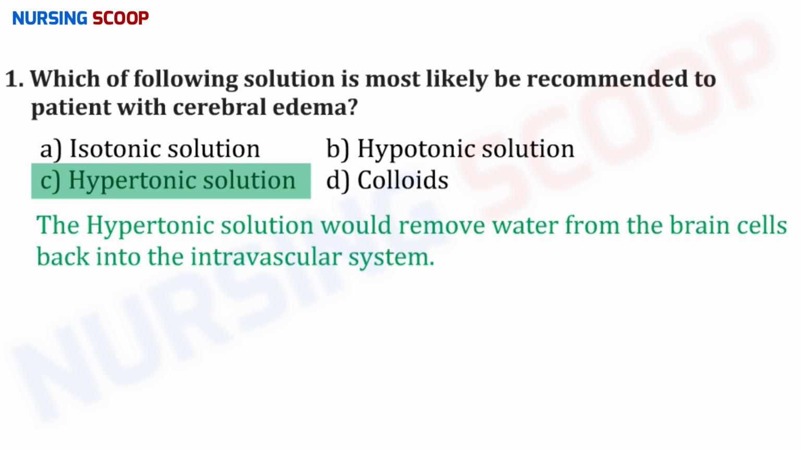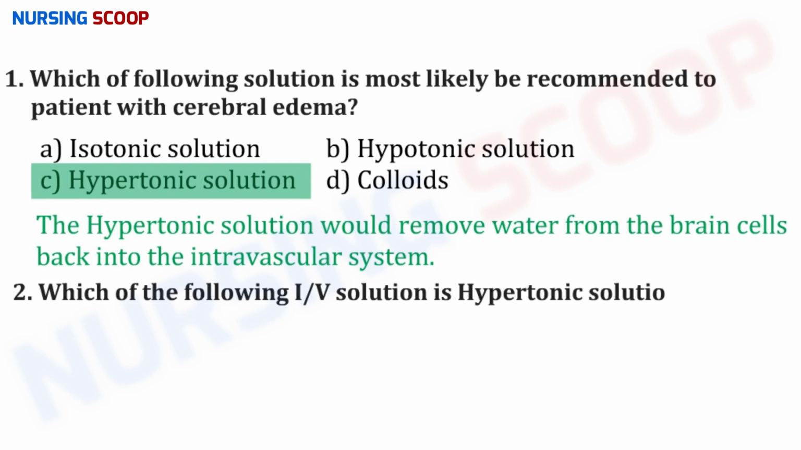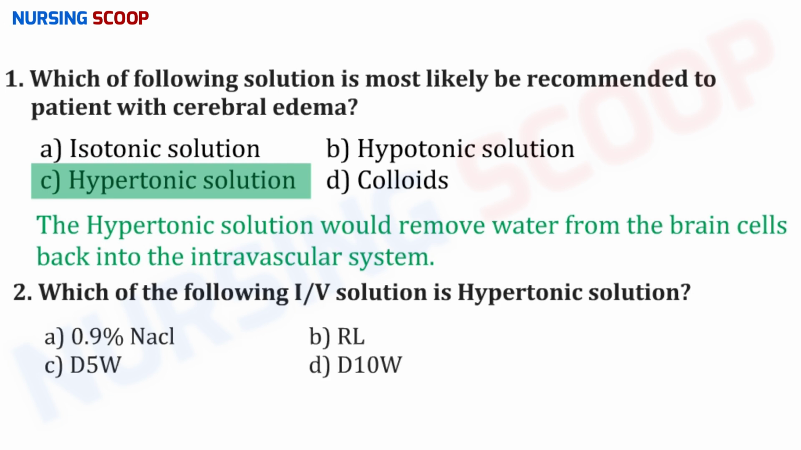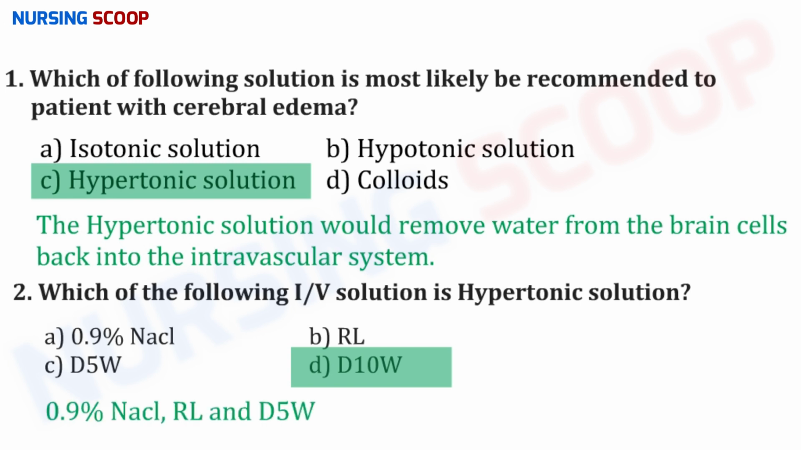So with this, moving to our next question. Which of the following IV solution is hypertonic solution? So here are the options: 0.9% sodium chloride, Ringer lactate RL, 5% dextrose in water and 10% dextrose in water. So here the right option is option D, dextrose 10% in water. So the 0.9% sodium chloride, Ringer lactate and 5% dextrose in water are the isotonic solutions.